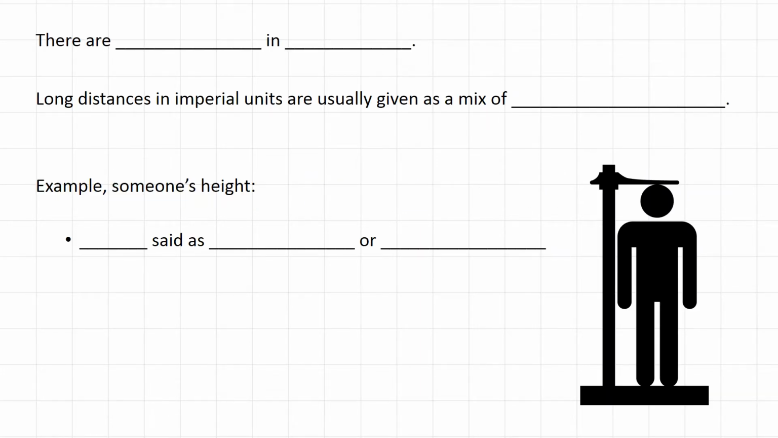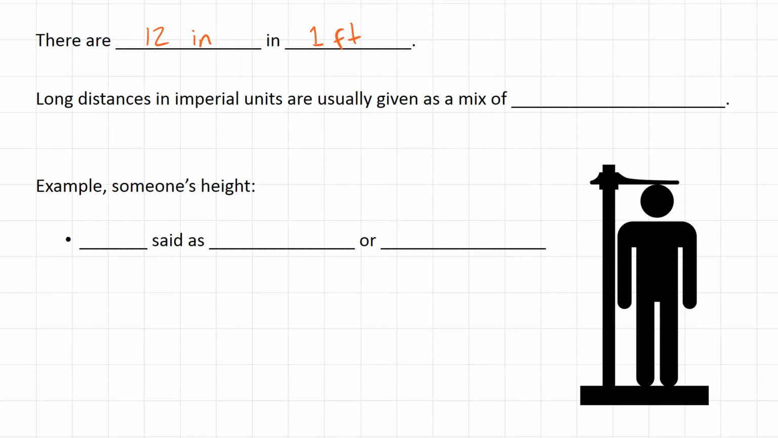Now let's talk about making some longer measurements where we have to use a mix of feet and inches. So the first thing we have to know about feet and inches is that there are 12 inches in 1 foot. So it's not some nice round number like 10 that we saw in all those metric relationships. Here we have 12 inches to make up 1 foot.